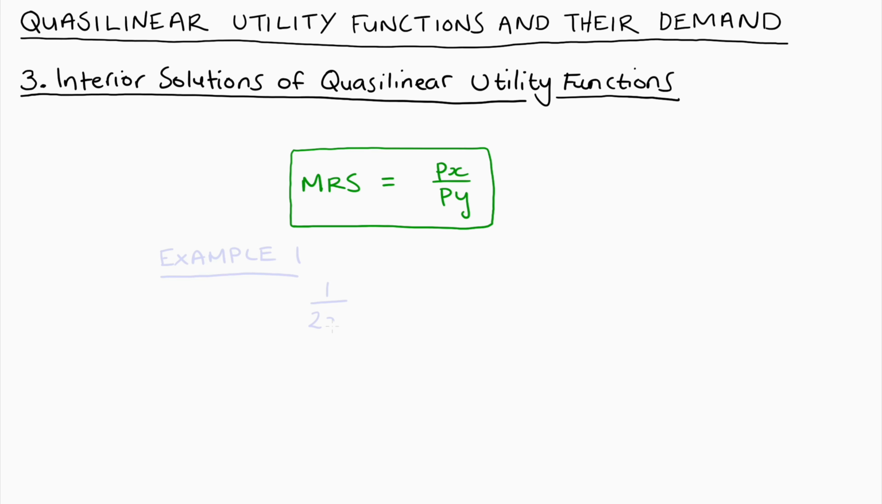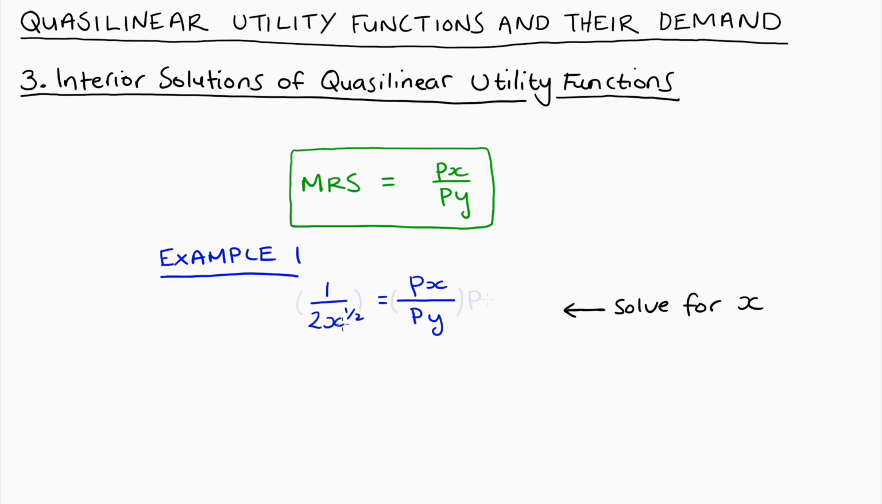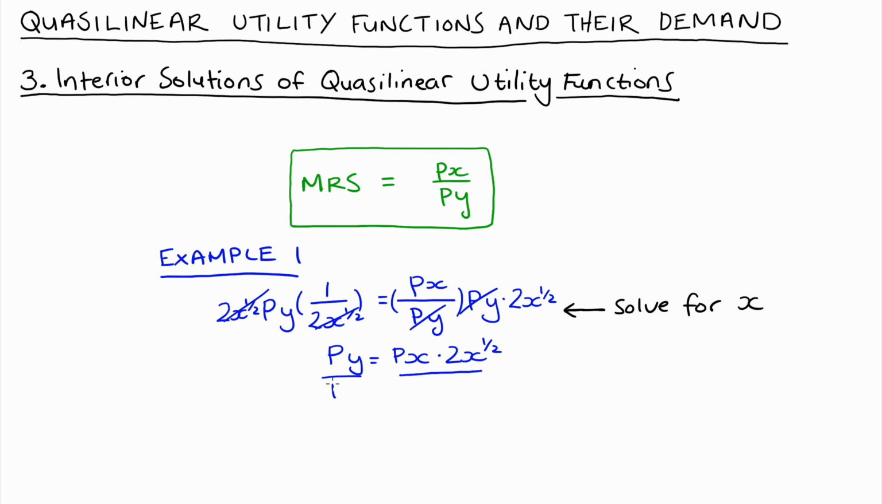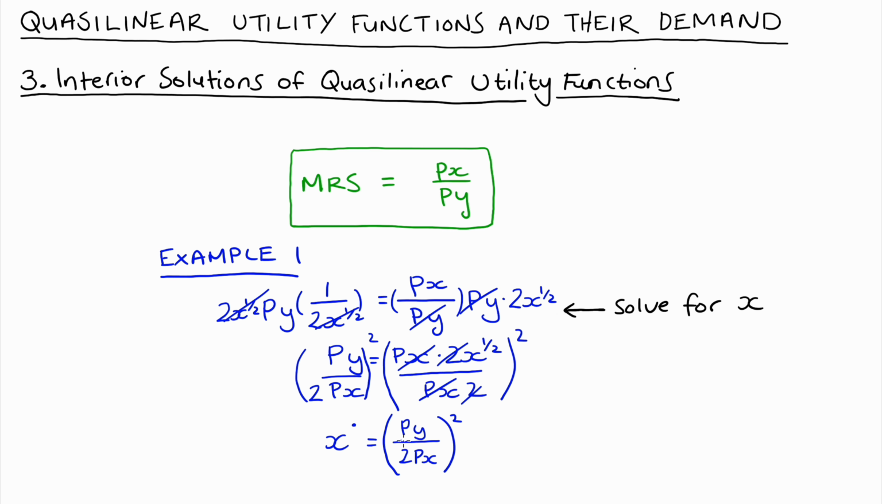So, for example number 1, I can set the MRS, that's 1 divided by 2 times x to the power of a half, equal to px over py. We're going to solve for x. So we multiply both sides by py and then multiply both sides by 2 times x to the power of a half. We're left with py is equal to px times 2 times x to the power of a half. And then we can divide both sides by px and divide out 2 as well, and square both sides to find that x star is equal to py over 2 times px, squared. And that's our demand for x. That's the x star if we have our interior solution for this example.